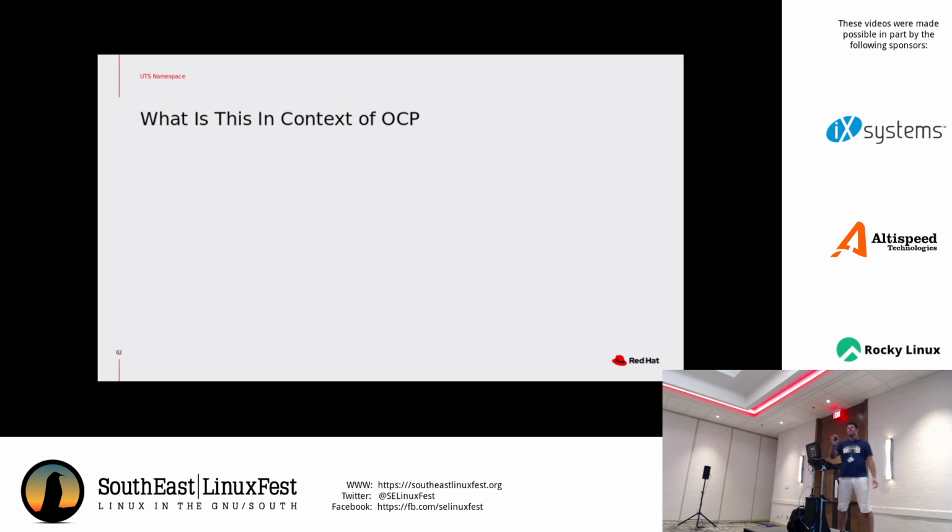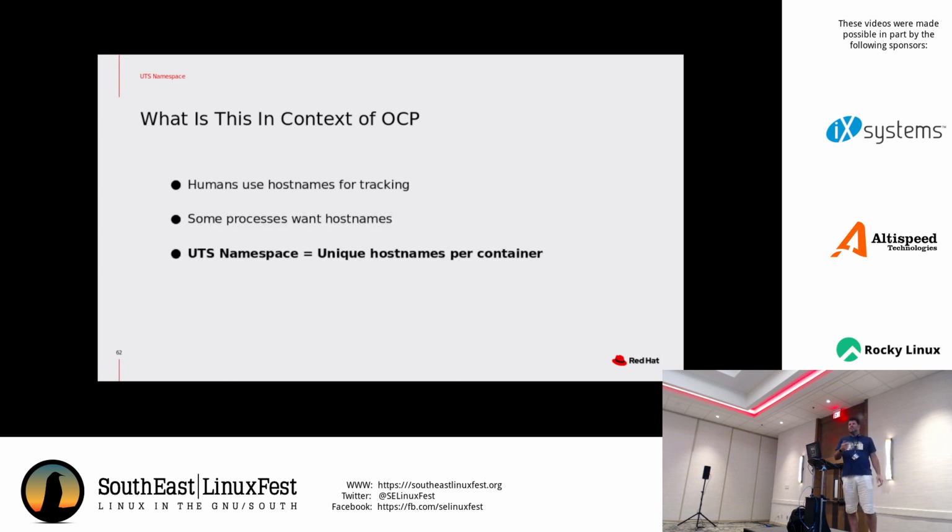This is important to understand before we get to networking because lots of things rely on a host name. We're just going to skip through this pretty quickly, but we like host names as humans. That's really important. And some processes actually want a host name. They will complain if you don't have an appropriate host name. A simple example is if you issue an SSL cert and it doesn't match the host name, it freaks out at you. So ultimately, the UTS namespace is how you end up having different host names for containers.